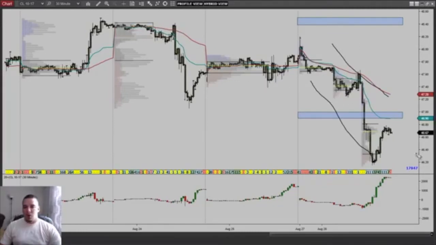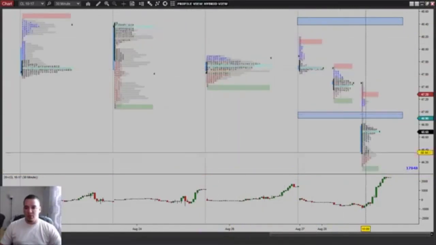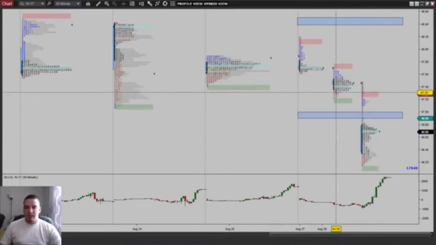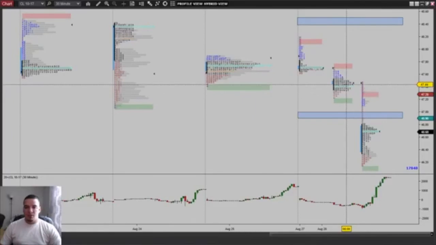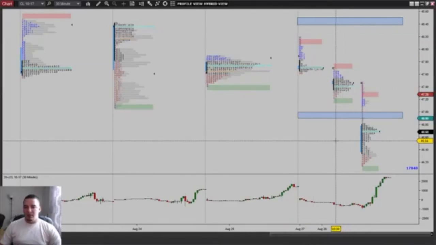Okay. Tomorrow, the idea is going to be looking to get short, and I could already tell that I'm going to be trying to get short around 46.70 to 80, 47.35 to 45, depending on what kind of market we have. But definitely looking for the short side rather than the long side.